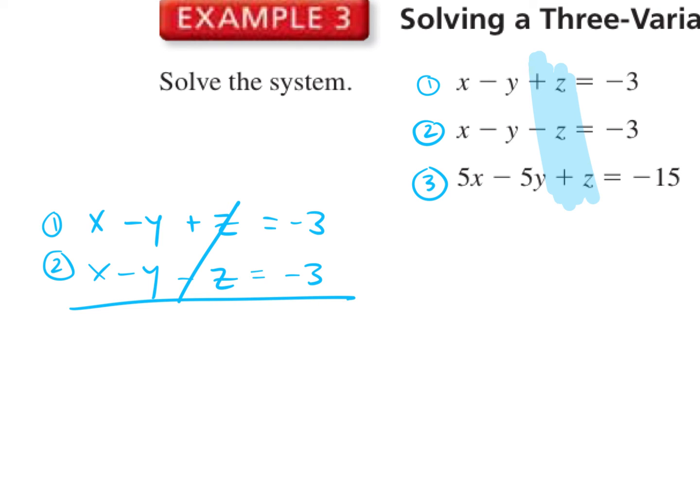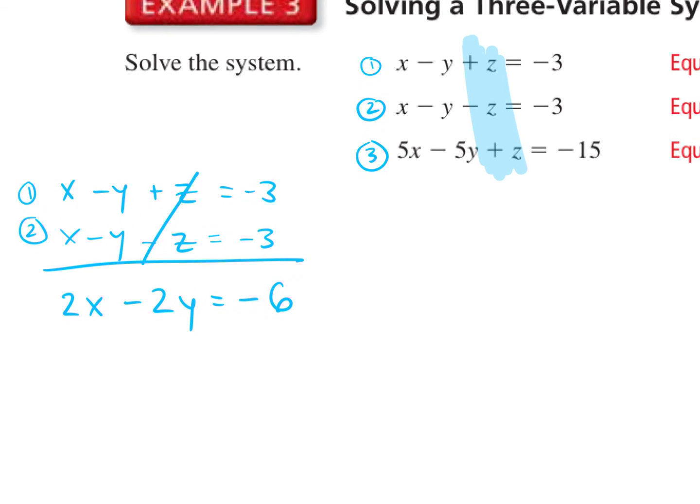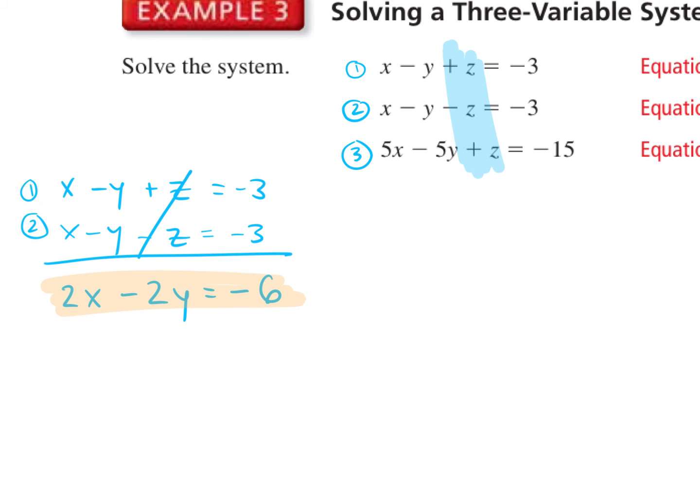What is x plus x? 2x. What is negative y minus y? Negative 2y. And negative 3 minus 3? Negative 6. So we have one equation there. What do I have to do next? Pick another two equations. You have to do that step again. So which two equations do I want to pick now?